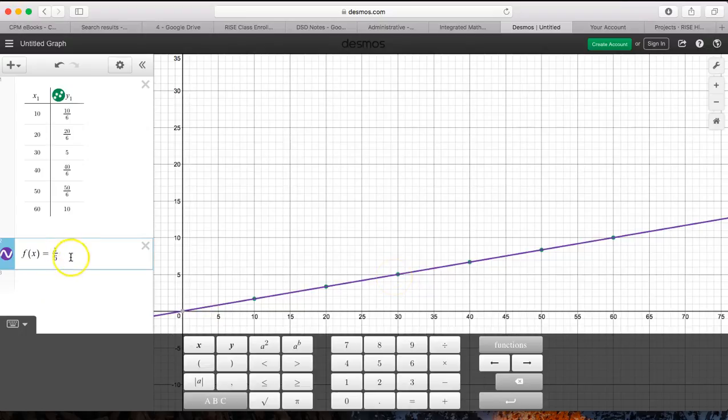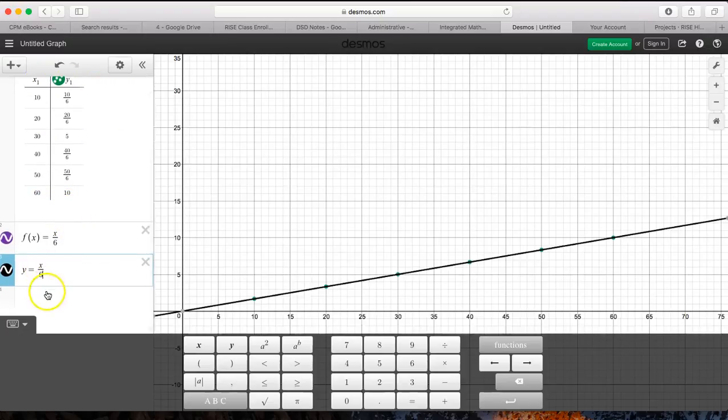So the way you can do this is two ways. You can either put your input as x and your output is this f of x, or you can put your input as x and your output as y, okay? So again, x is your input, y is your output. Not really any different. You can do all sorts of other functions.